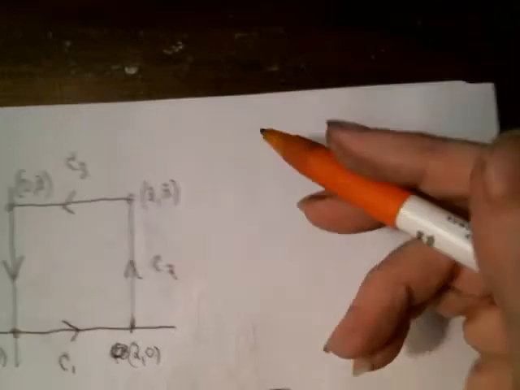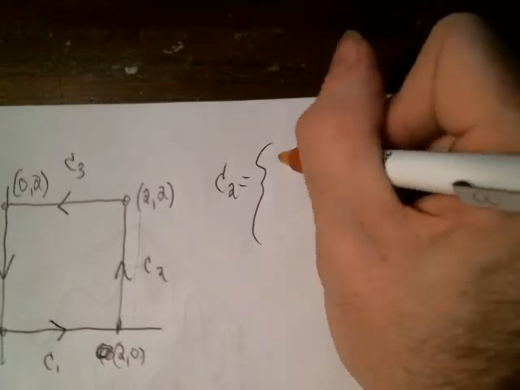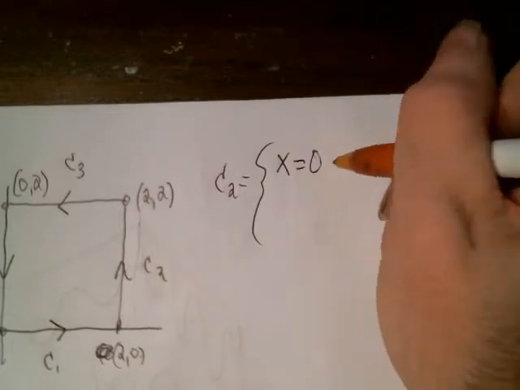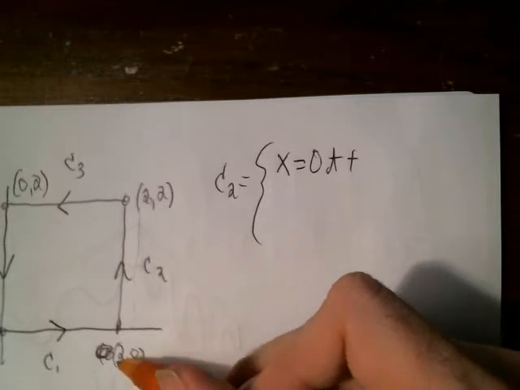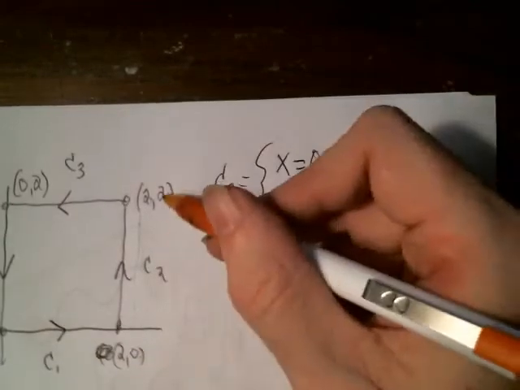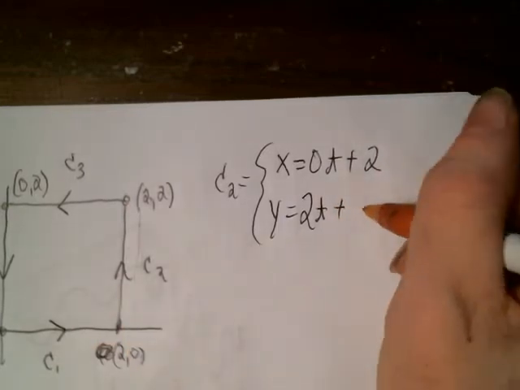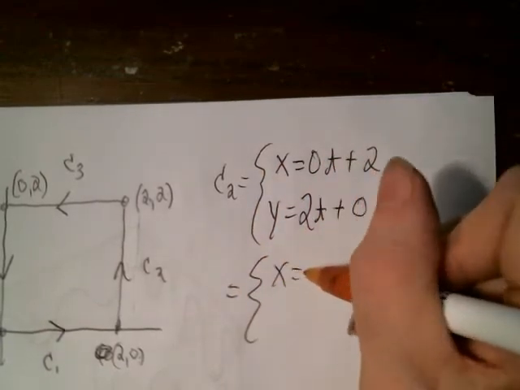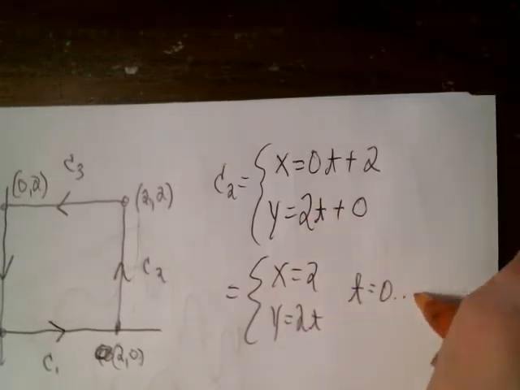Okay, so let's go after C2 now. So C2 will be, we have x equals the x slope again, so 2 minus 2 is 0t, plus, we want to use the starting point. So 2 is our starting point, and then y will equal the slope, 2 minus 0 is 2, times t, plus the starting point, we'll have 0 there. So this will equal x equals 2, and then y equals 2t. And again, I'm just going to use t equals 0 to 1.